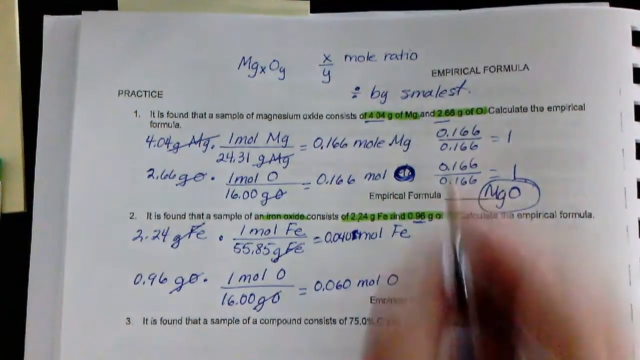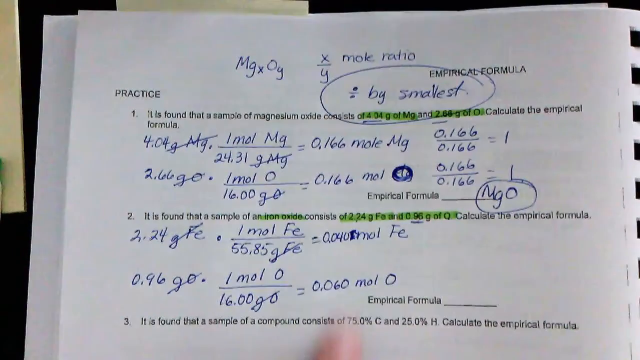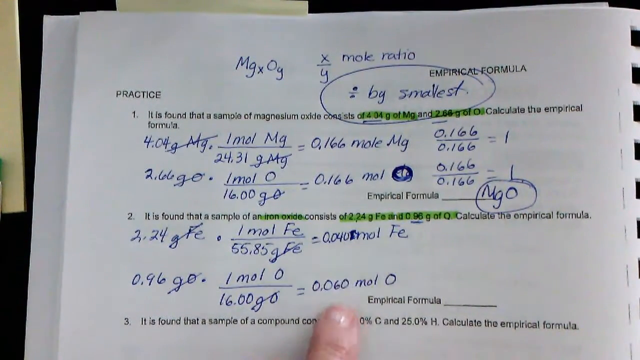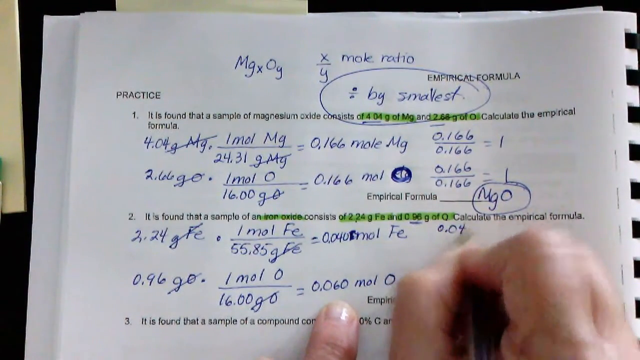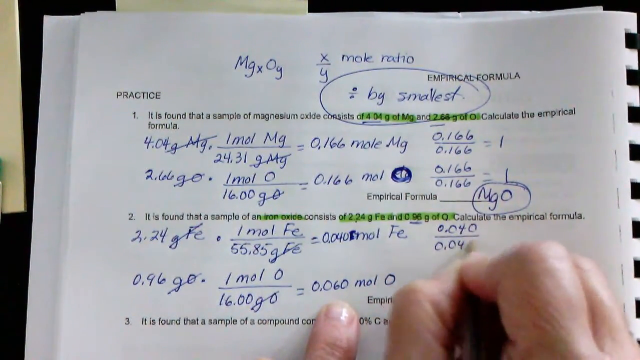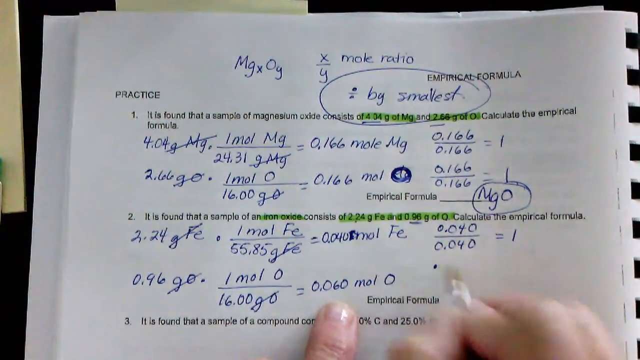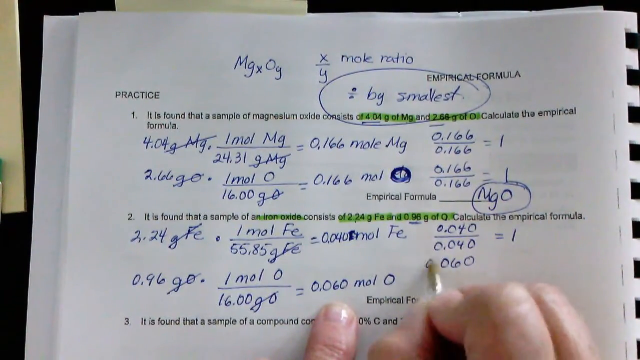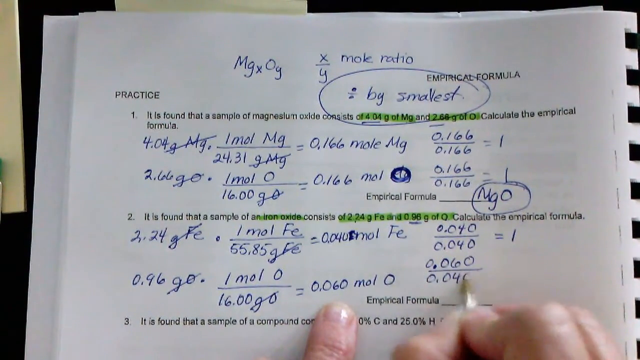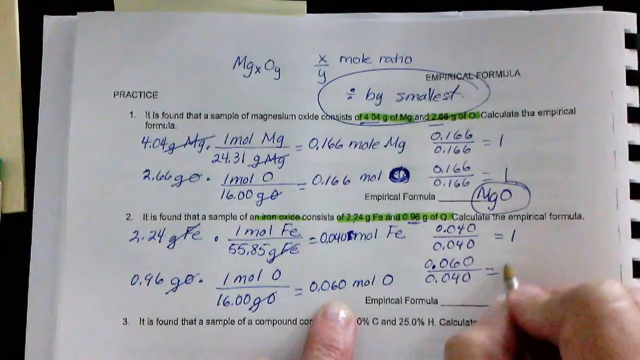Okay, so there's my 2 moles. Now, the next step again is to divide by the smallest. Okay, so 0.04 is smaller than 0.06. So I'm going to take 0.040 and divide it by 0.040. That one's going to be a 1. Okay, I'm going to do the same thing here with oxygen. So 0.060, this time divide it by 0.040, and let's see what we get. So 0.06 divided by 0.04 is 1.5.